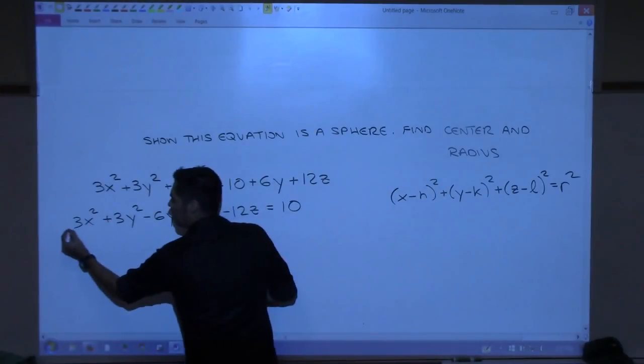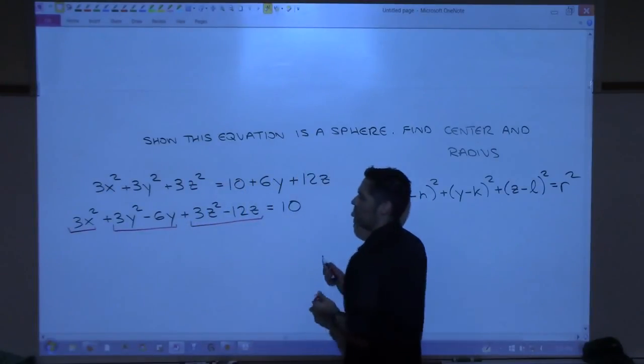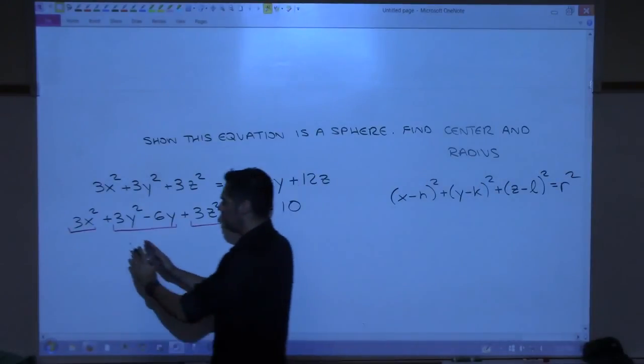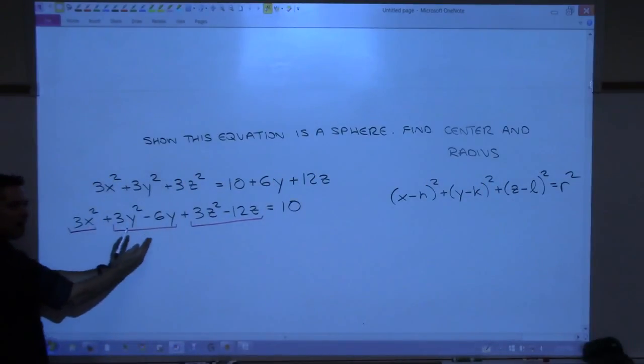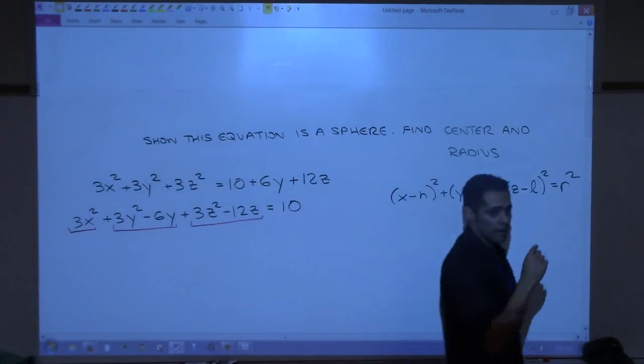Let me try and break these up into 3 different groups here. We are going to complete the square on the x's. We're going to complete the square on the y's. We're going to complete the square on the z's. It's 3 different completings of the square.